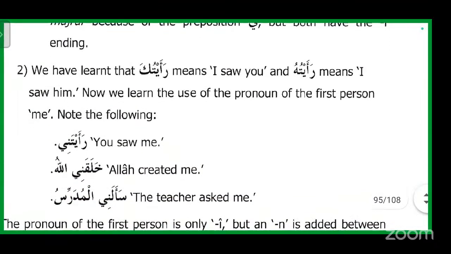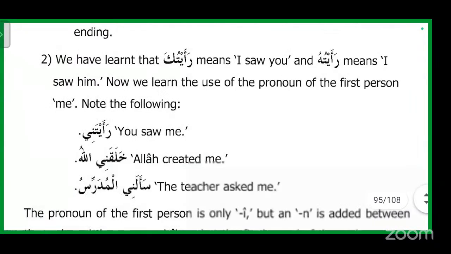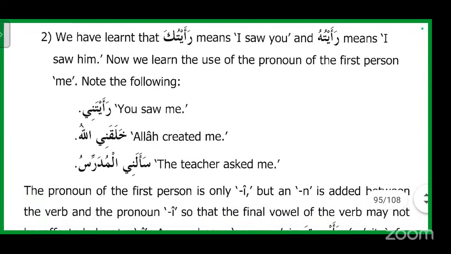Point number 2. We have learned that ra'aytuka means I saw you, and ra'aytuhu means I saw him. Now we learn to use the pronoun of the first person, me. Note the following.